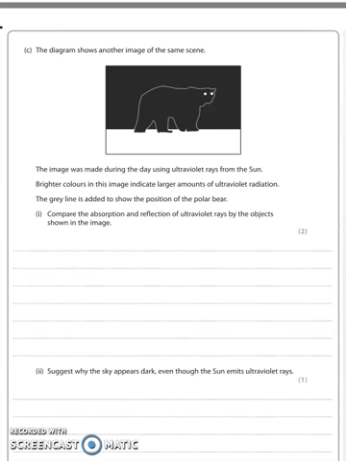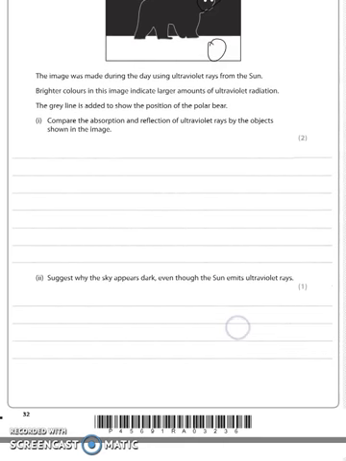The diagram shows another image of the same scene. The image was made during the day using ultraviolet rays from the sun. Brighter colors in this image indicates larger amounts of ultraviolet radiation. The gray line is added to show the position of the bear. Compare the observation and reflection of ultraviolet rays by the objects shown in the image.